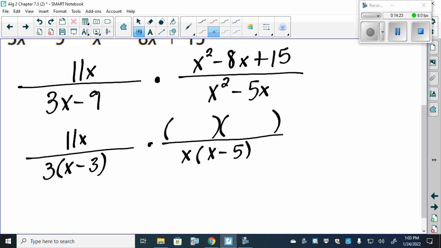Now we need to factor the numerator. And what are we hoping one of those parentheses is? Well, I'm hoping it's either x minus 3 or x minus 5, because if it's one of those, we can simplify it down. Now, because the 15 is positive, the signs are the same, and they match the sign of the middle term, which is negative and negative, which is hopeful.